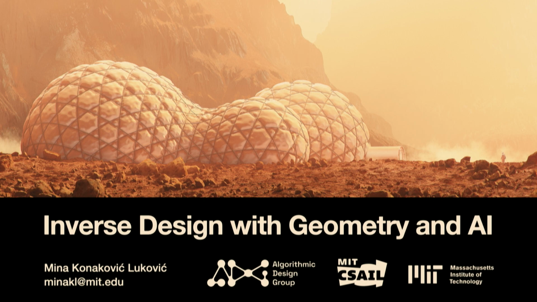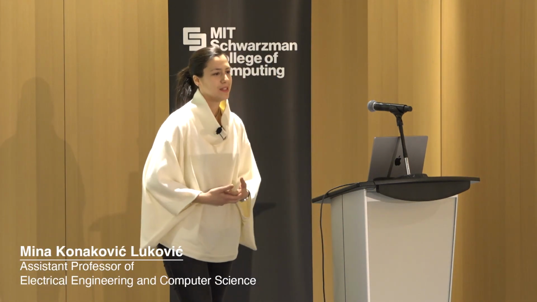Hi, so my name is Mina. I lead the algorithmic design group in CSAIL at MIT, and our group is all about designing things with algorithms. That's why we name it that way. And design for us means pretty much anything. We design materials, we design structures, we design architectural things, fashion things, but we also design drugs, antibiotics, new neural network architectures, and all sorts of things.